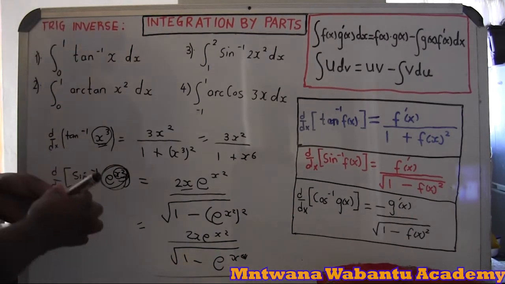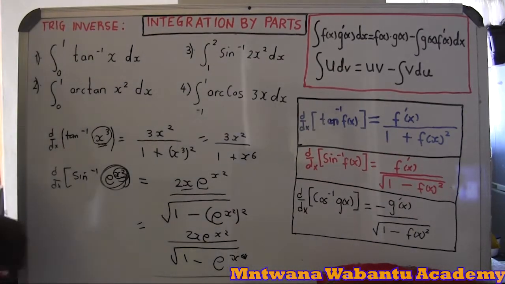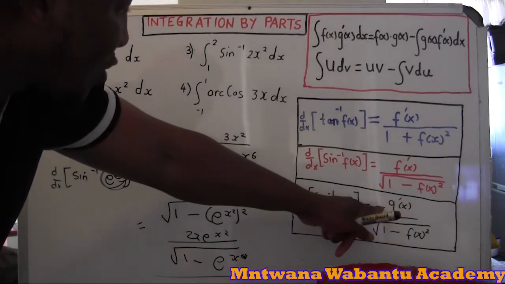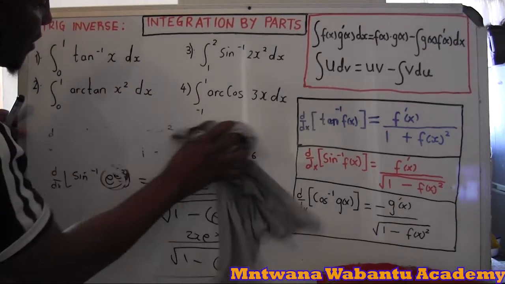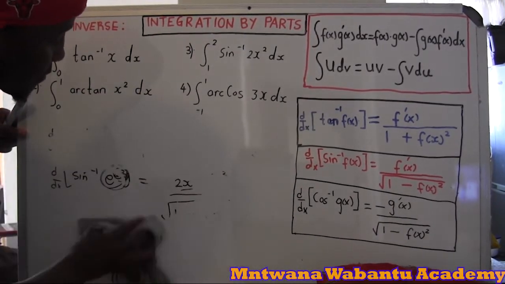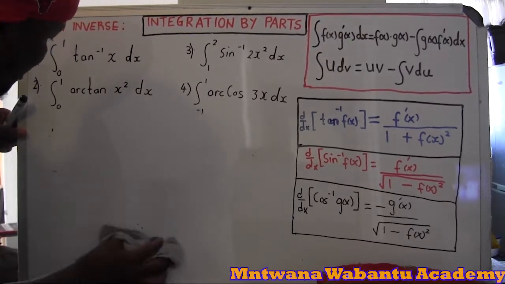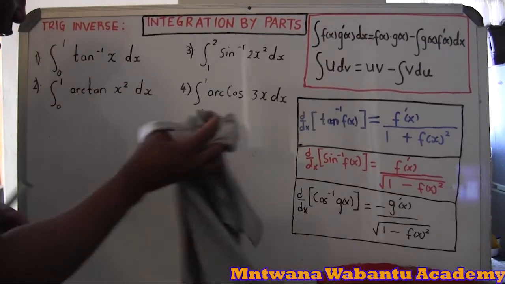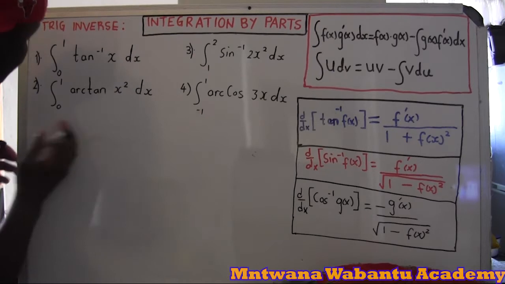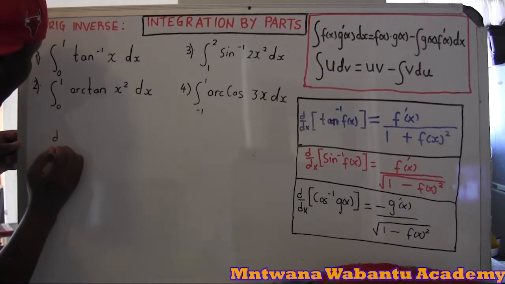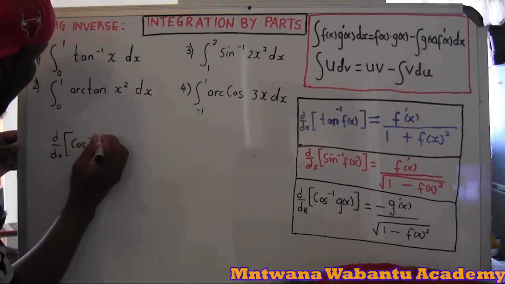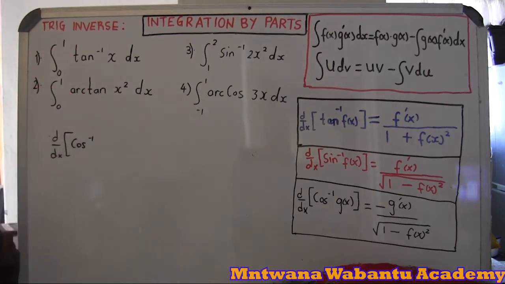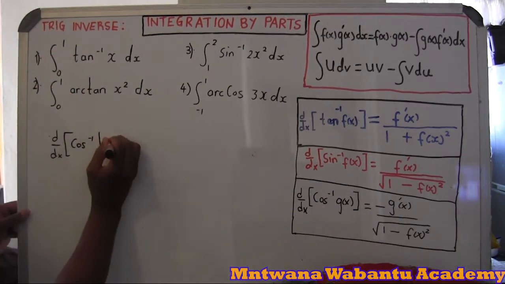For the cos also, you're going to do the same approach. The only difference between cos and sine is that for cos you put a negative over there. So that's how you differentiate trig inverse. Now let's go and do the first question. So for cos it's easy. For example, if somebody gives you, differentiate, let's say, ln of 2x.